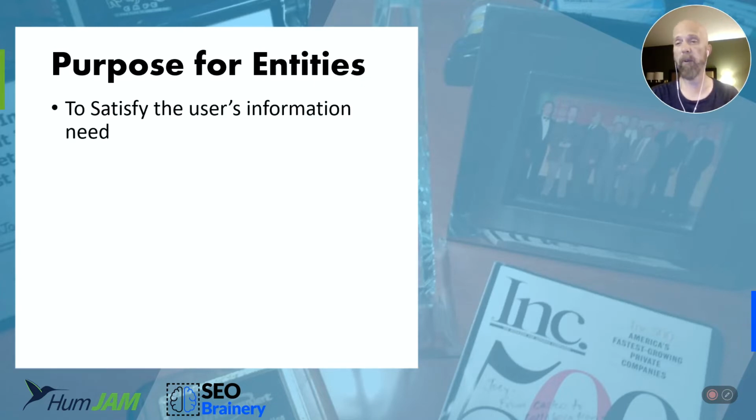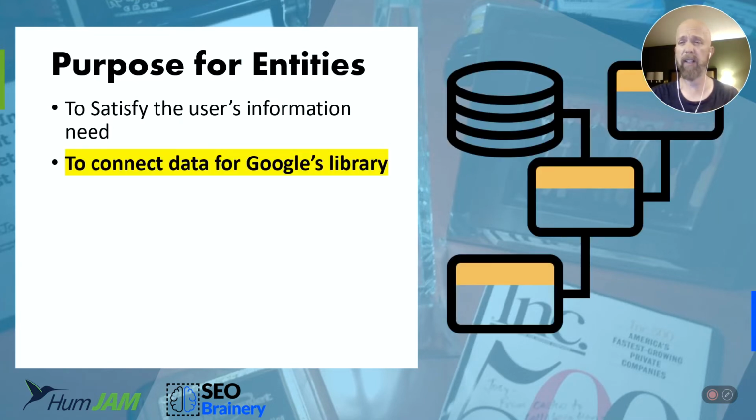So what's the purpose for it? The purpose is to satisfy the user's need for information. That's what the knowledge graphs are. We want to be able to trust any of the entities. We want to understand it. We want to see what it's about. So it's to satisfy that user's information need.